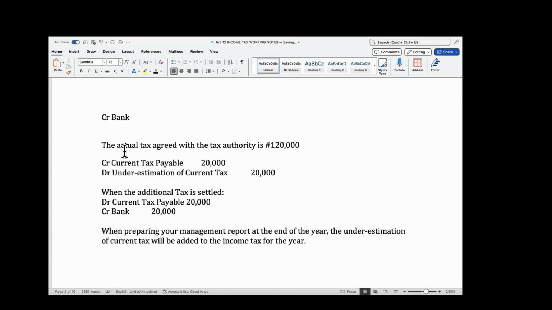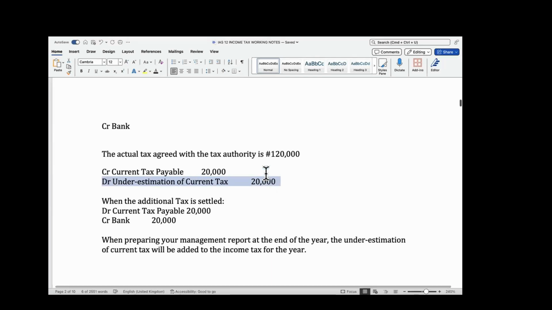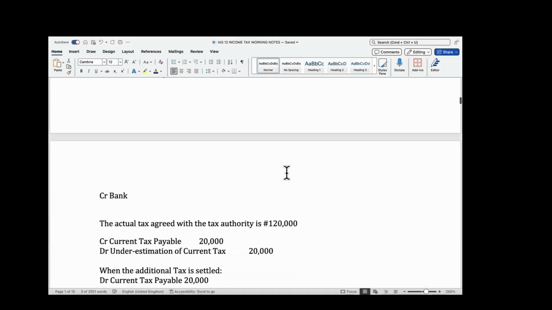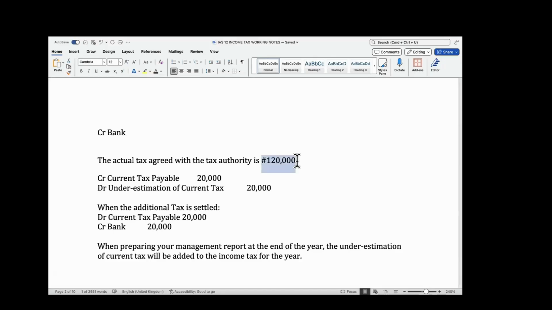The reason I called this additional tax of 20,000 an under estimate of current tax in the first place is that you actually recognized 100,000 as expense in your P&L, where what you should have recognized is 120,000. So you underestimated for tax. We expect you to make it up, and the only way that can happen is this year, so you will need to add it to income tax of this year.